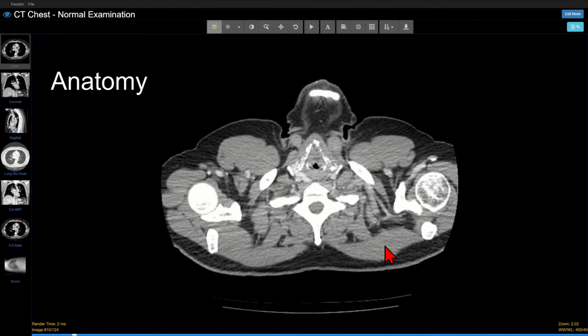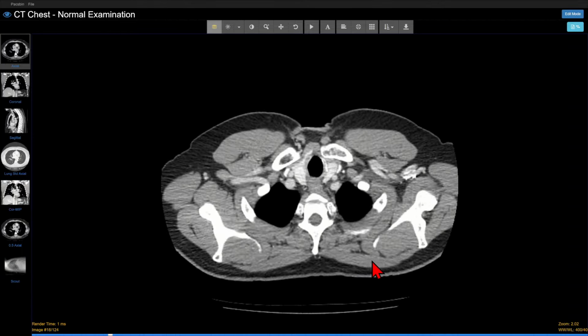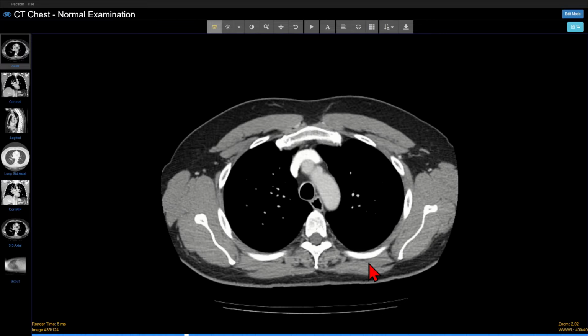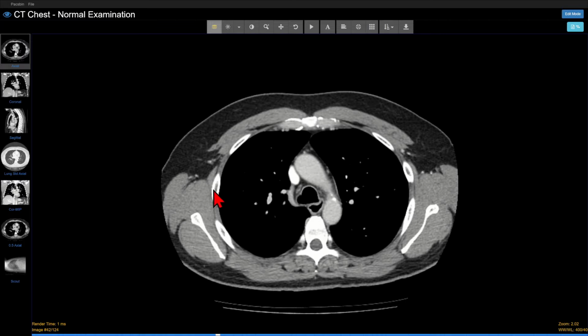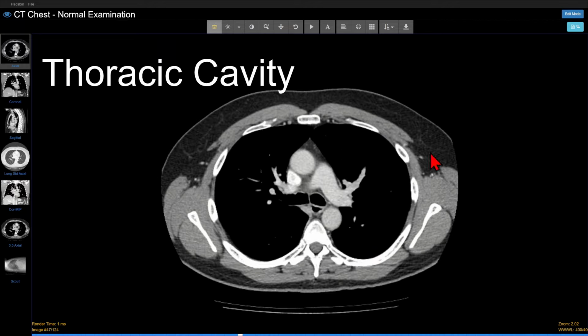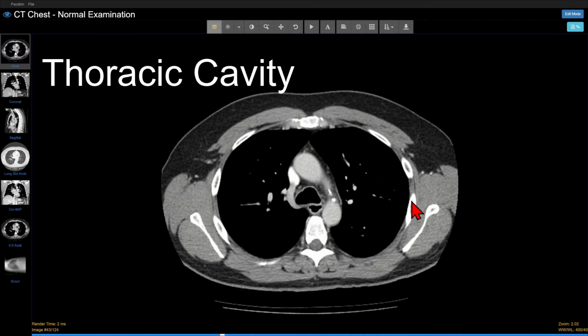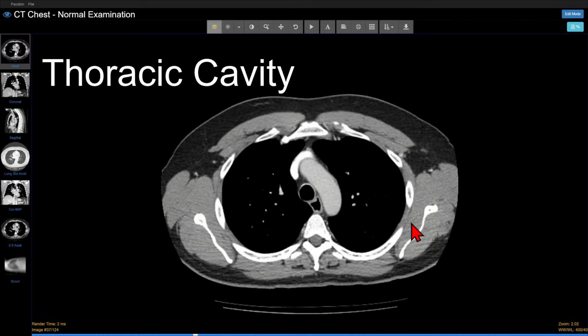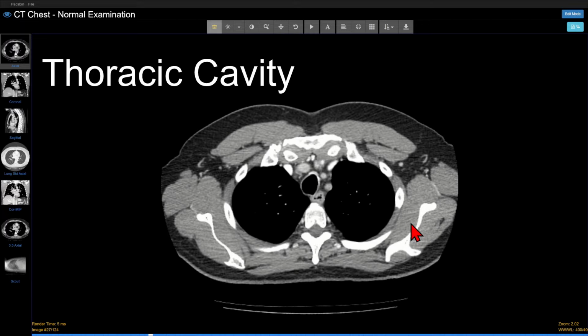So when we scroll through these axial images of the chest, most of what we're interested in here is within the thoracic cavity. And the thoracic cavity is this entire cavity that is surrounded by chest wall, which includes the bones and muscles that surround the cavity.